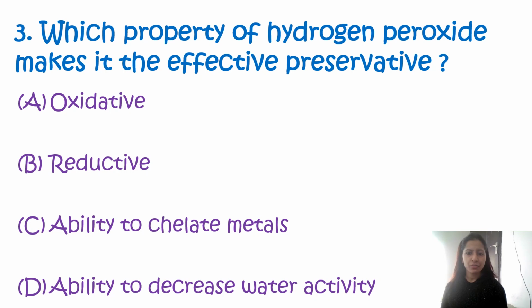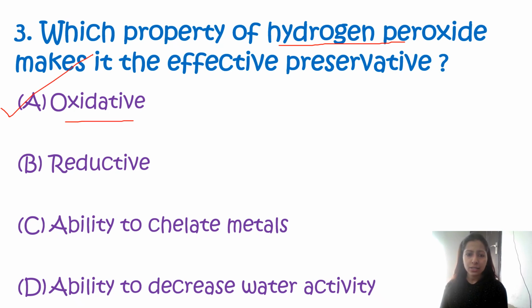Question number 3. Which property of hydrogen peroxide makes it an effective preservative? Option A, oxidative. Option B, reductive. Option C, ability to chelate metals. Option D, ability to decrease water activity. Actually, hydrogen peroxide is used as a preservative due to its antimicrobial as well as its oxidizing properties. So it is used in both the gaseous as well as the liquid forms for the preservation of the food product. So my correct option is option number A, that is oxidative property.